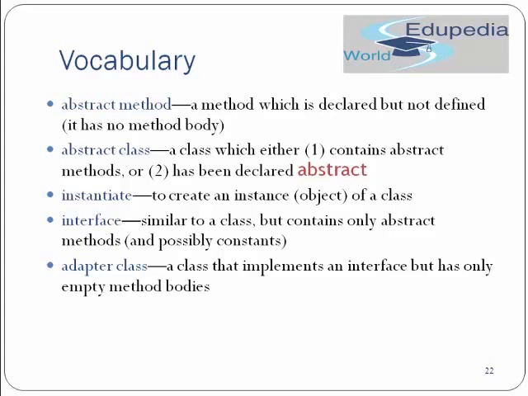Then what is the meaning of instantiate? It means to create an instance of an object. I hope that's fine. Then we have interface. An interface is similar to a class but contains only abstract methods and possibly constants. An adapter class is a class that implements an interface but only has empty method bodies. Adapter is not a keyword. It's just attached to a class name to signify that it's an adapter and has methods with nothing in the body.